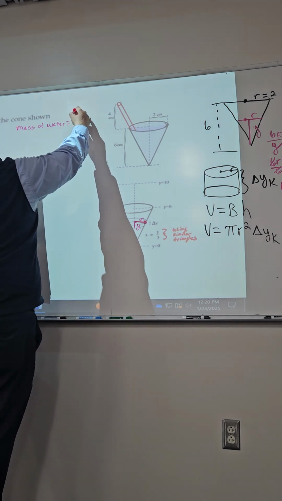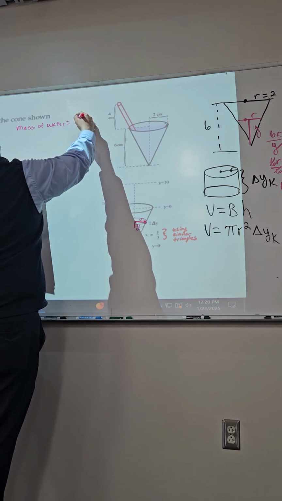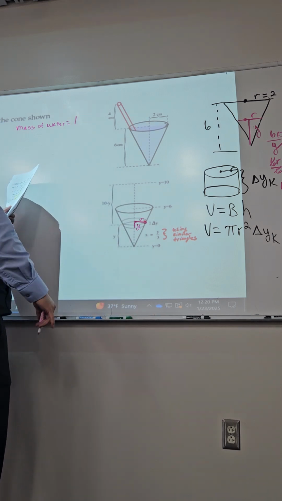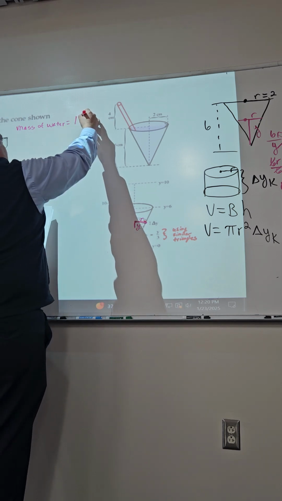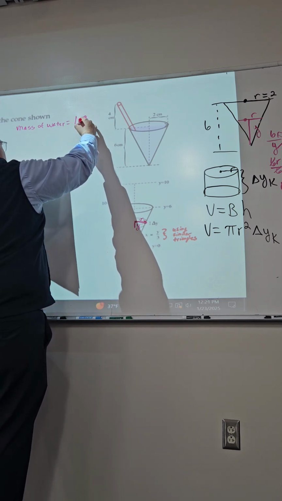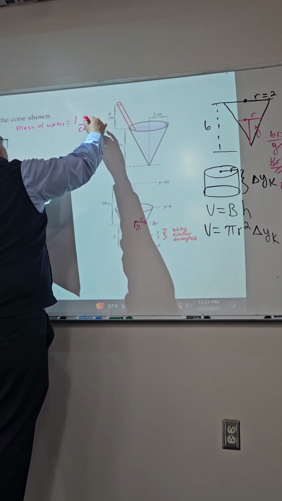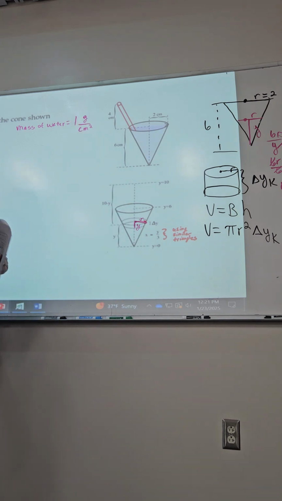in this problem is going to be 1. I put grams, it's the same thing, instead of kilograms. 1 gram per centimeter cubed. So sometimes the units could be kilograms, sometimes it could be grams. It's the same thing. So that's the mass of water. But it's not pounds, it's not weight.